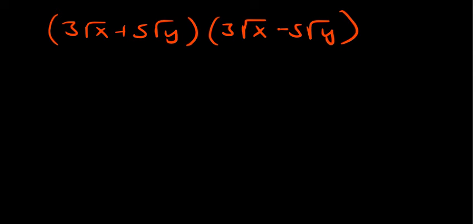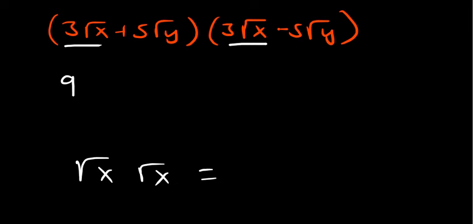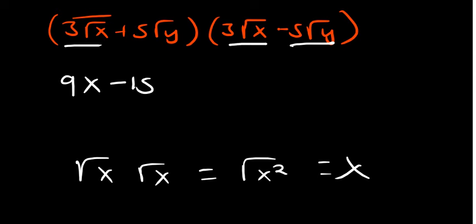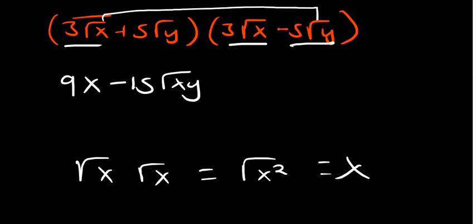Let's try to do the multiplication. So 3 by 3 there is going to be a 9. Root of x by root of x, the square root of x multiplied by root of x is the same as root of x squared. So the root of x squared is what? x. So we have 9x. Moving on, looking at 3 root of x multiplied by the other part, 3 times 5 is going to be a minus 15. Then root of x by root of y is going to be the root of what? Root of xy.